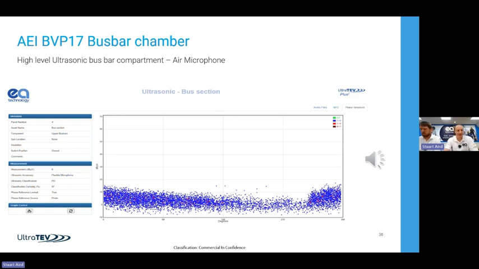So in this case, we have a bus bar, a main bus bar joggle box. We're just listening around the air gaps. There's no clear air gap, no holes, no bolts missing, but just around literally the seam across the back of the bus bar chamber, we could hear this discharge. So I'll just play this for you.